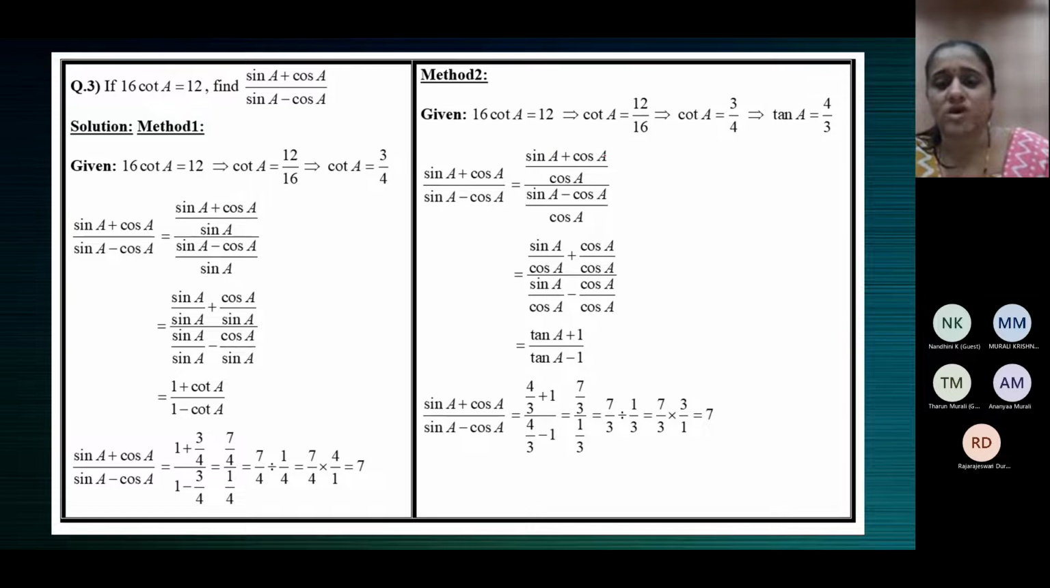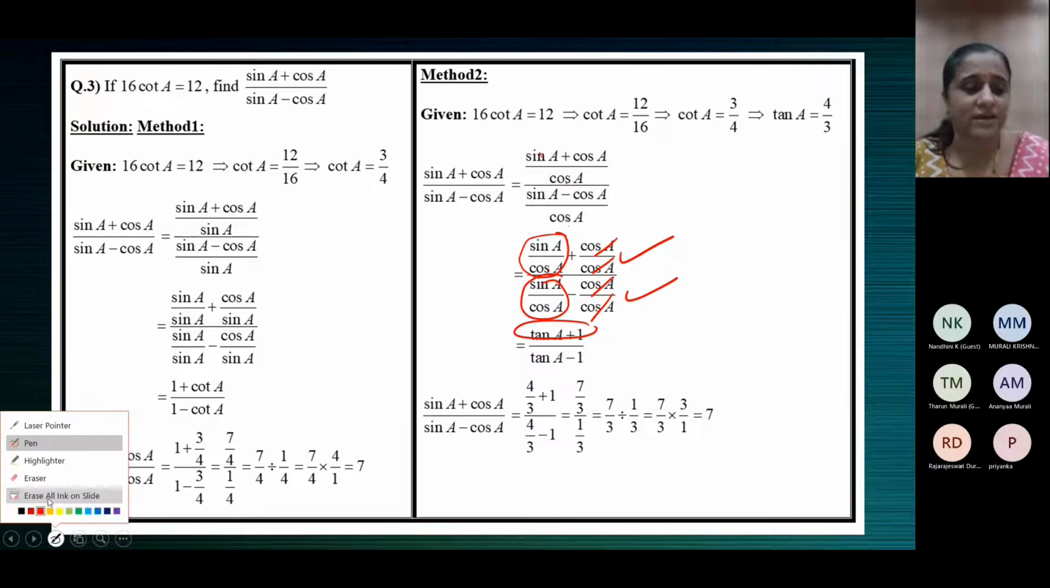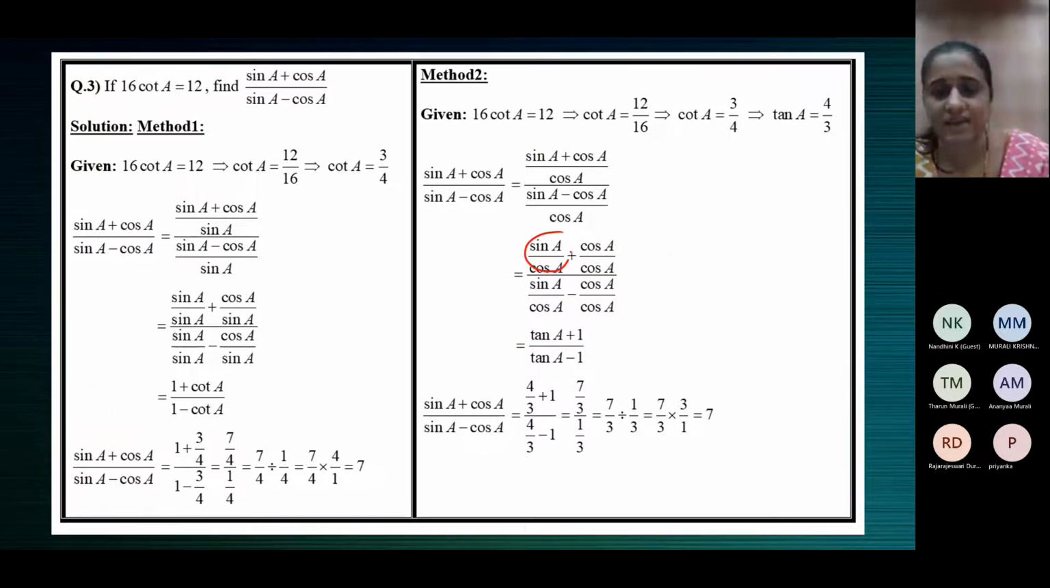So (sin A plus cos A) by cos A is sin A by cos A plus cos A by cos A. In the denominator, sin A by cos A minus cos A by cos A. So cos gets cancelled. Sin A by cos A is tan A, so the numerator is tan A plus 1. In the denominator, cos gets cancelled and sin by cos is tan A, so tan A minus 1. That gives (tan A plus 1) by (tan A minus 1).